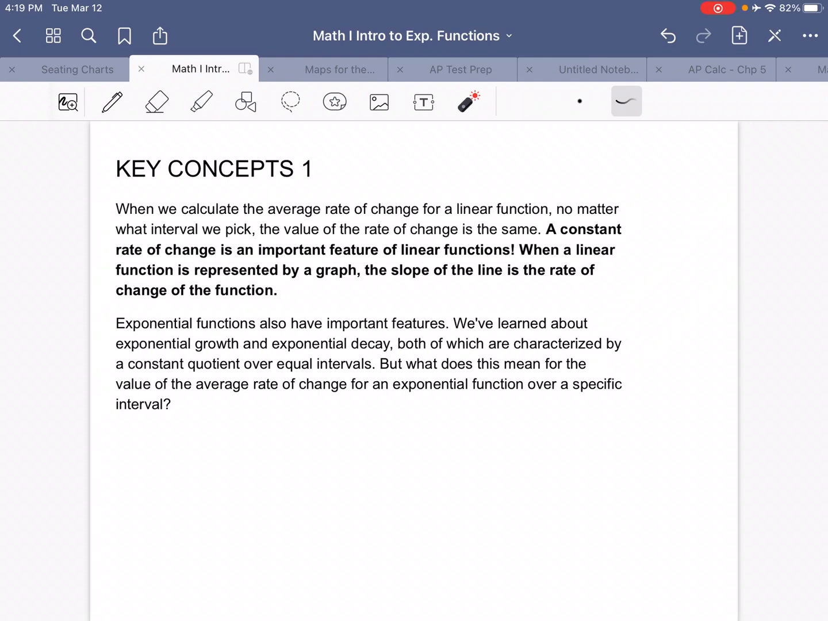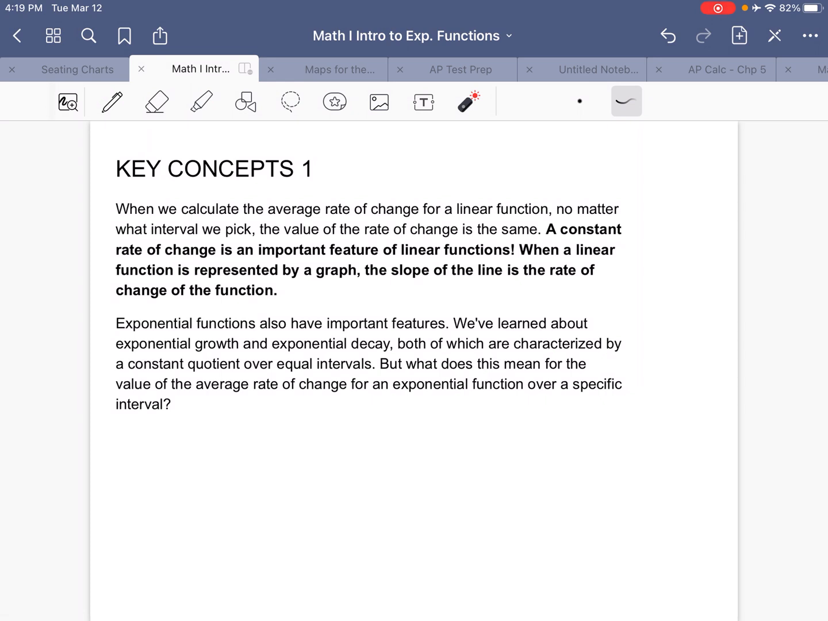All right, this is from lesson 10, and it is a cool down called an average rate of change. So, key concepts. When we calculate the average rate of change for a linear function, no matter what interval we pick, the value of the rate of change is the same. A constant rate of change is an important feature of linear functions. If the rate of change changes, it's not linear.